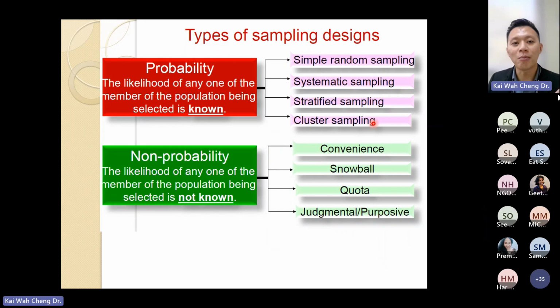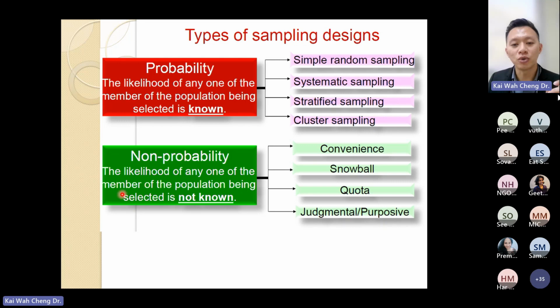So you can look at the examples of probability sampling technique. We have simple random sampling, systematic sampling, stratified sampling, and cluster sampling. So this is group number one, probability sampling technique. We will use it if we know the exact total number of the population in a city, a country, a region, or a province. So this is what we call probability sampling technique.